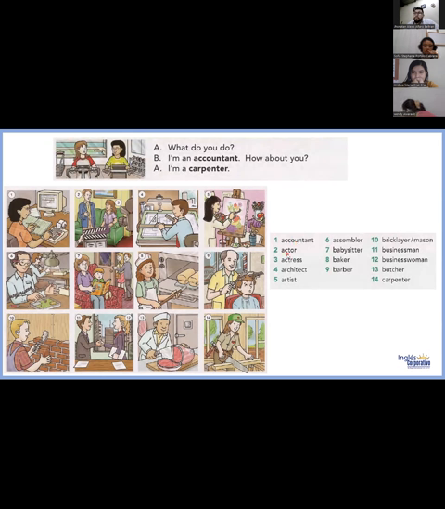Accountant, actor, actress, architect, artist, assembler, baby sister, baker. Okay. And this one, it is babysitter, right? Babysitter. Babysitter. Yeah. Okay. Perfect. Thank you. So let's continue with, I remember it was Alejandra, if I'm not wrong, Alejandra.